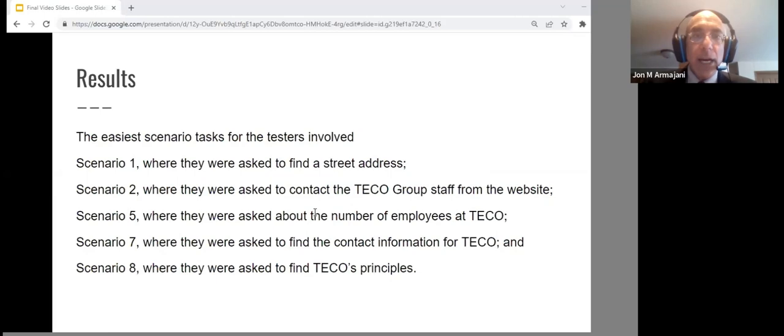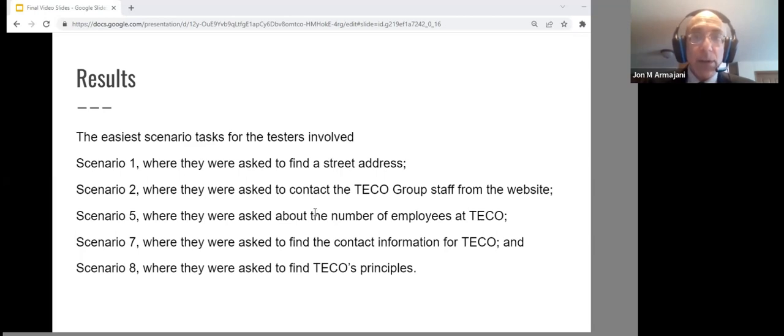The easiest scenario tasks for the testers involved scenario 1, where they were asked to find a street address, scenario 2, where they were asked to contact the TECO group staff from the website, scenario 5, where they were asked about the number of employees at TECO, scenario 7, where they were asked to find the contact information for TECO, and scenario 8, where they were asked to find TECO's principals.